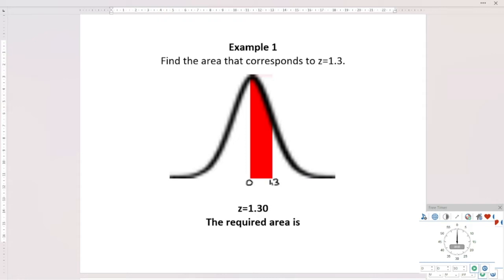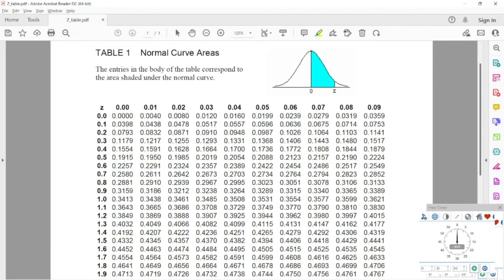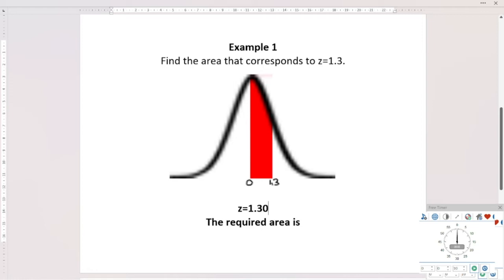And to determine the required area, we will go to our z-table. First, we are going to look for the two digits. It's 1.3 on the leftmost column. It's here. And we have 1.30. So you can see, we have now the intersection or the area, which is 0.4032. The required area is 0.4032, or we could express this as a percentage by multiplying this by 100, and we got 40.32%.